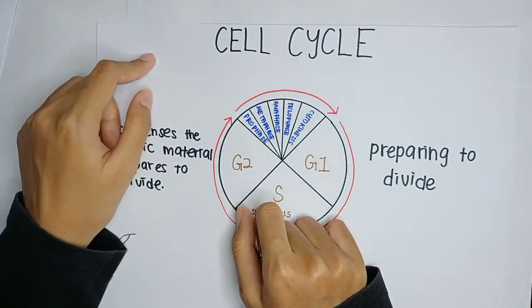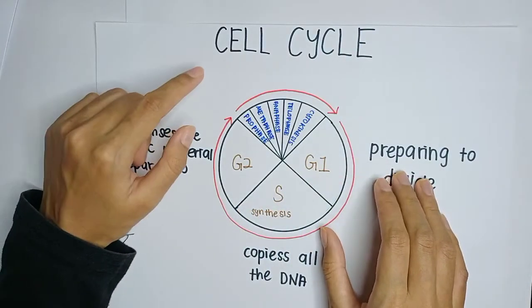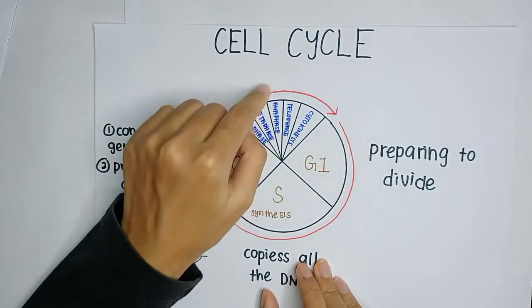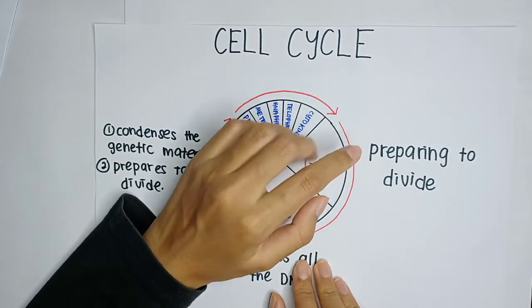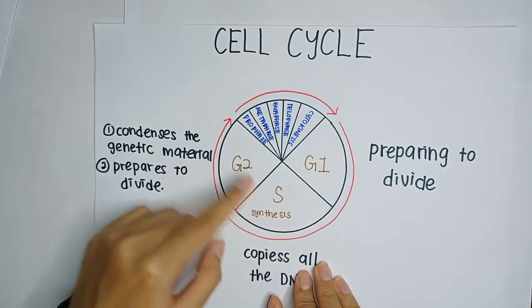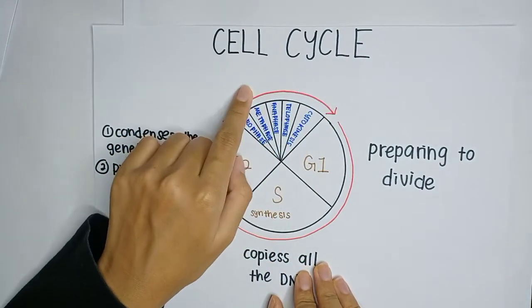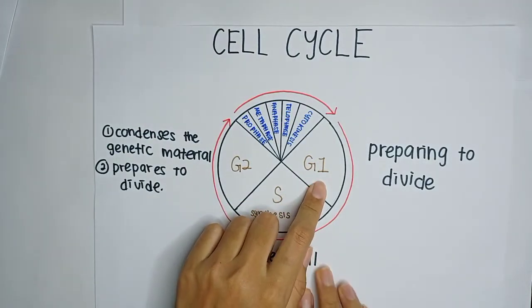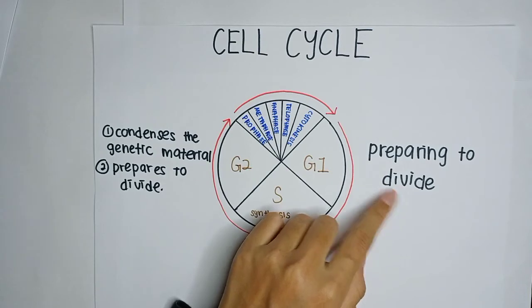So before we start the mitosis, I will explain what the cell cycle is. The purpose of the cell cycle is to reproduce cells. The cell cycle has different stages. We call them G1, S, G2 and M. M is mitosis. Okay. G1 is the stage where the cell is preparing to divide.